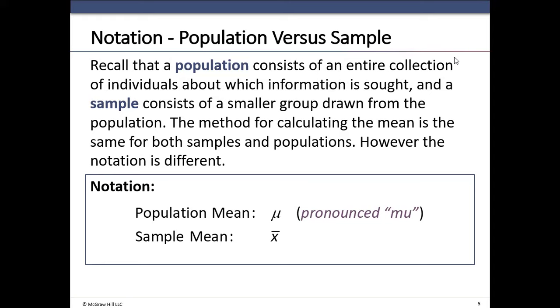Always for population, we indicate the characteristics by a Greek symbol. So the sample mean is represented by English alphabets, such as X with the horizontal line at the top, X bar, that is the sample mean, whereas the population mean is represented by that Greek symbol, which is small m in Greek language called mu. Okay, so population characteristics are always Greek symbols, sample characteristics are English alphabets.